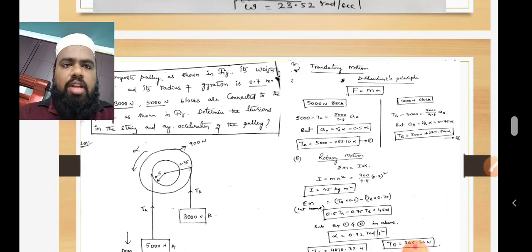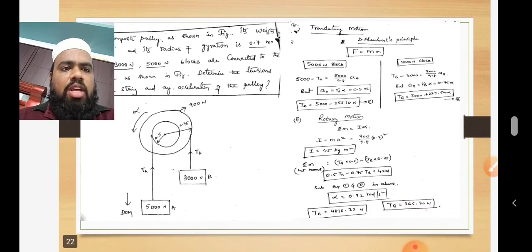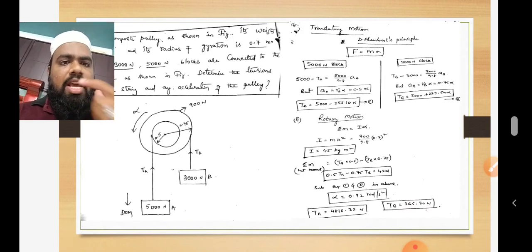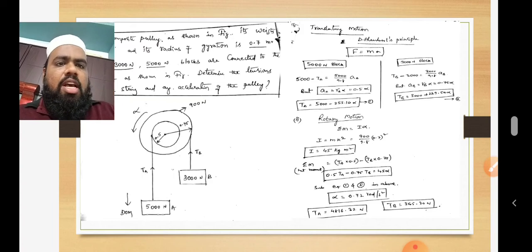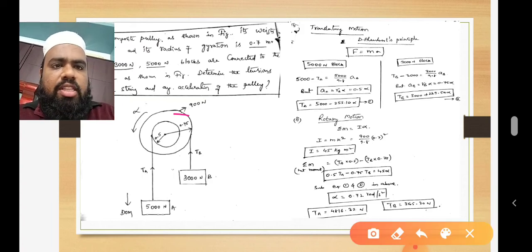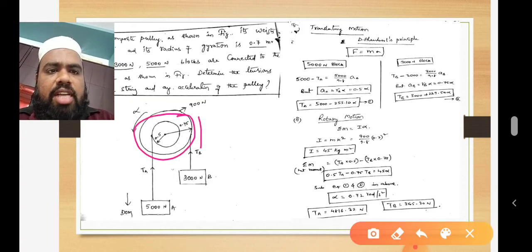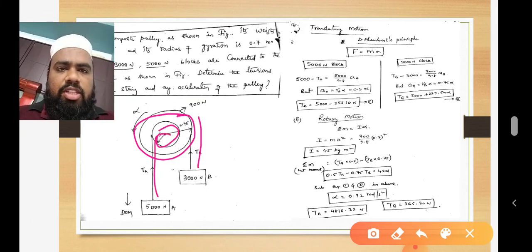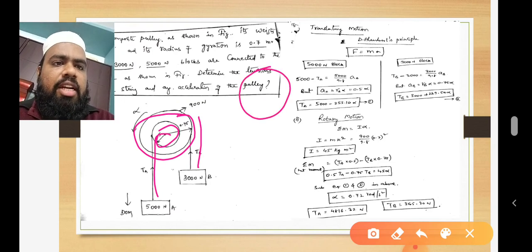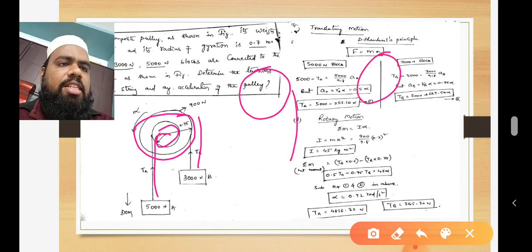If you have any doubts, you can call me. In this problem, I will give a brief introduction. Here two pulleys are there and two different weights are connected to different pulleys. This is called the large pulley, and the large pulley is connected with 3000 newtons, and the small pulley is connected with 5000 newtons. So here the problem will be calculated.